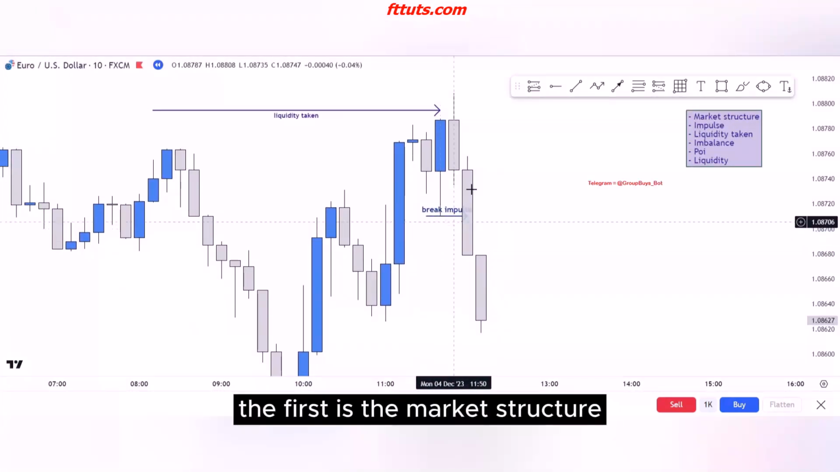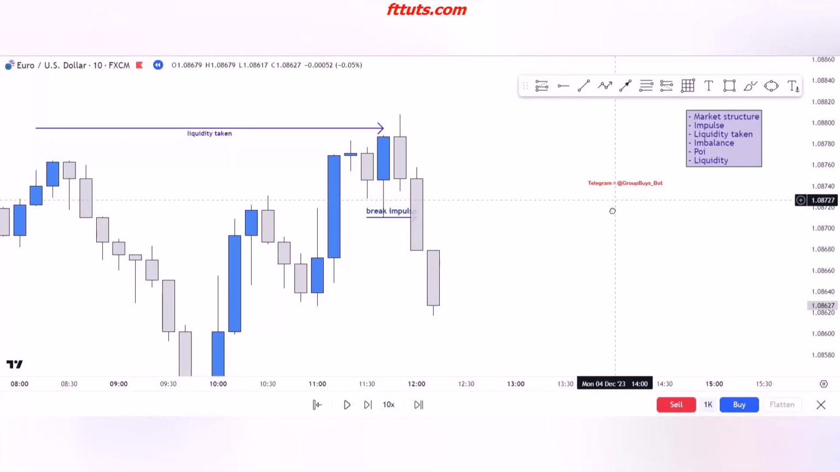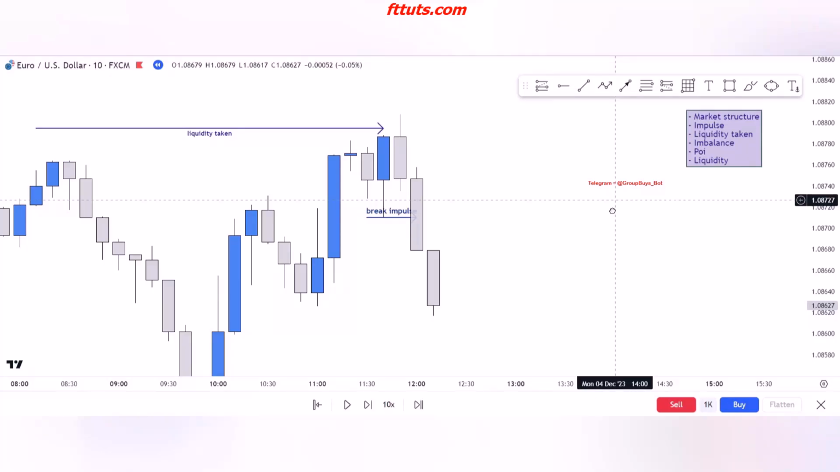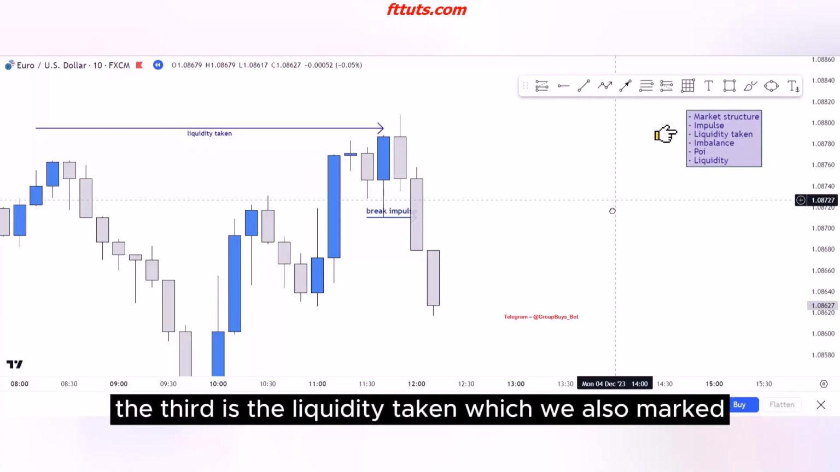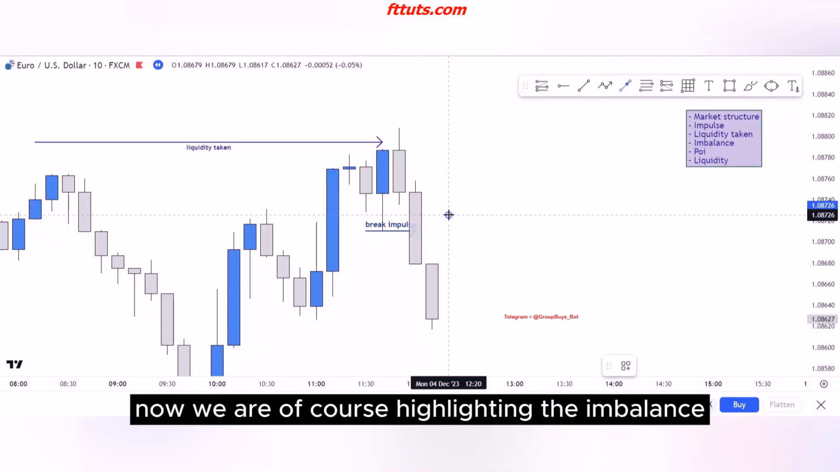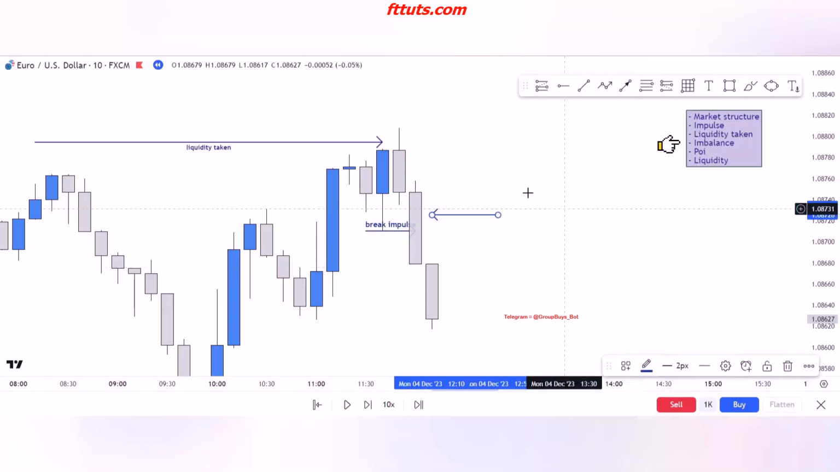The first is the market structure. We recognize that we are in a downtrend. The second is the break impulse. We mark it too. The third is the liquidity taken, which we also marked. Now we are of course highlighting the imbalance, which cannot be missed. This is our 4th rule.